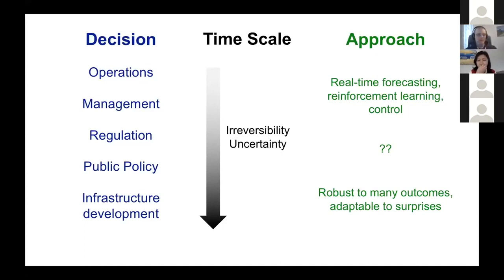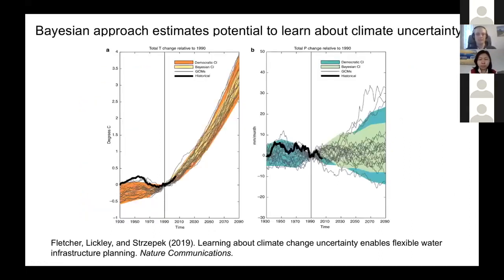And so a challenge that I've been working on a bit is how to bridge this gap in the middle, and how to think about making decisions today, like infrastructure development, that are going to be around for a long period of time. So I'll just show you one example from my work on that.